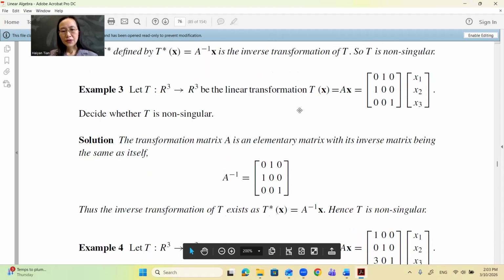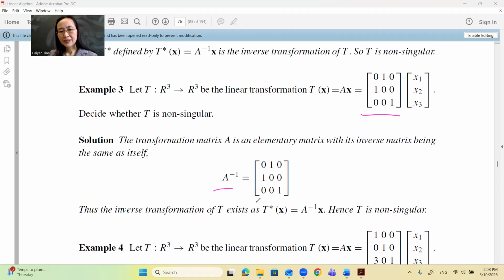This inverse matrix is exactly the same as A. So if we define a linear mapping by this matrix A inverse, then this linear mapping times T will be identity, or T times this mapping is also identity. So we know that T is non-singular by definition.